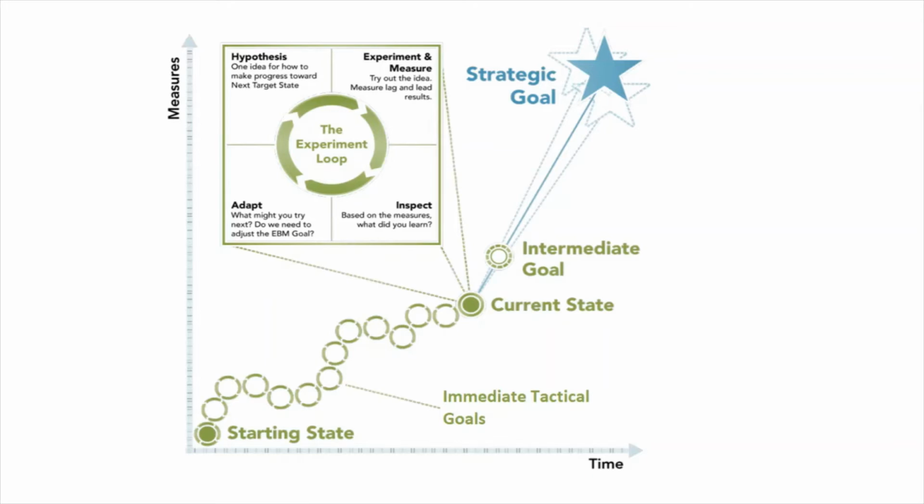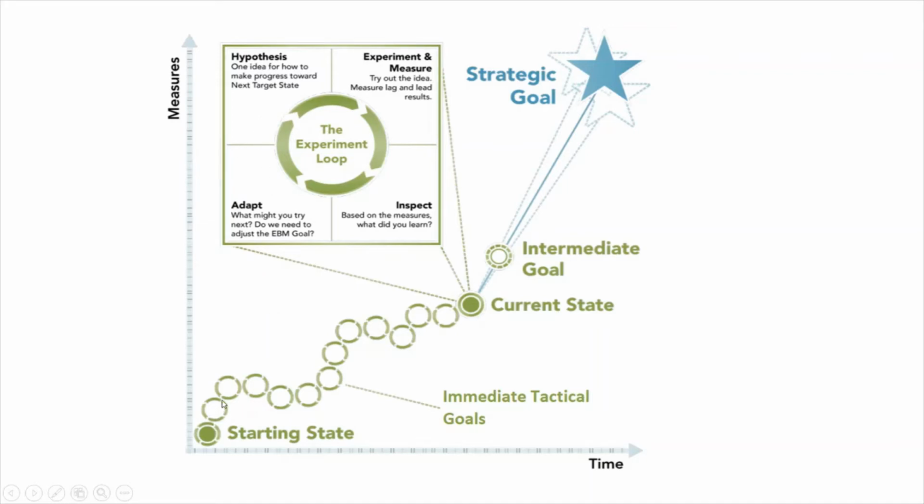Now we conduct our experiment, right, and after that we measure our results. So we measure lag and lead results to see what happened. Were we able to achieve something that was expected by establishing this hypothesis or not, right? So we do some inspection to capture lessons learned. Okay, and once we have our lessons learned, we adapt. So we make some adjustments to our hypothesis, or maybe we just say, okay, we will drop this hypothesis and go ahead with a new one to see if it helps us to improve.